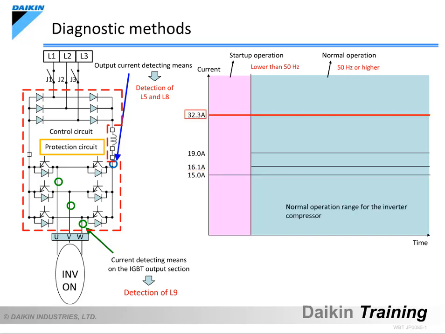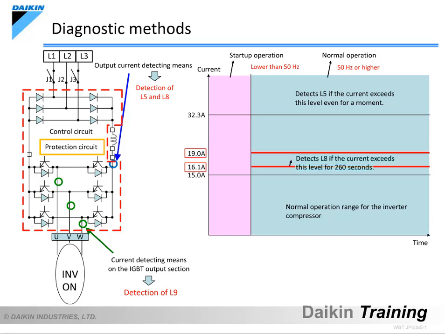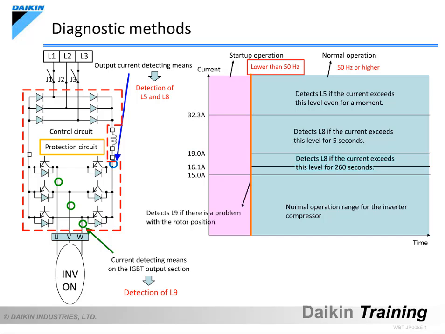The L5 malfunction is detected when the measured current exceeds 32.3 amperes, even for an instant, regardless of during startup or normal operation, which results in stoppage of the inverter compressor and placing it in a standby state. The L8 malfunction is detected when the measured current reaches or exceeds 16.1 amperes for 260 seconds, or 19.0 amperes for 5 seconds during normal operation, which results in stoppage of the inverter compressor and placing it in a standby state. The L9 malfunction is detected when the compressor rotor is in the wrong position in relation to the output frequency during startup, which results in stoppage of the inverter compressor and placing it in a standby state.